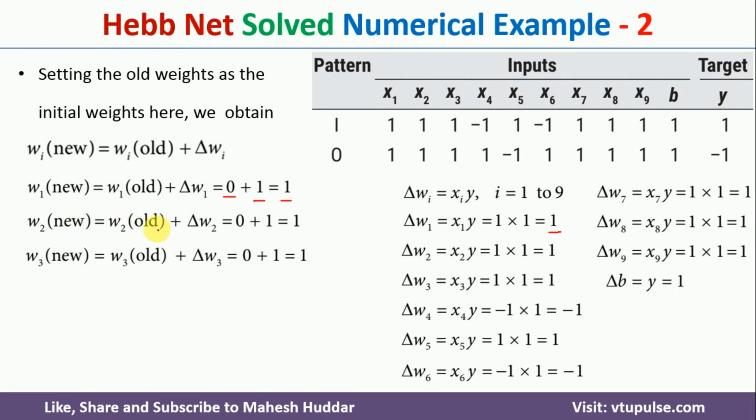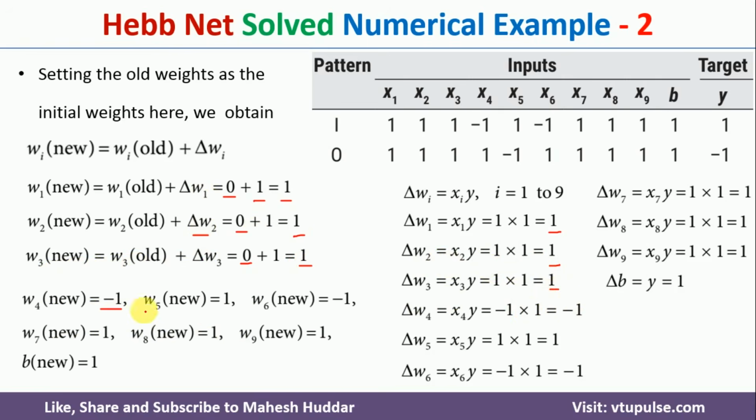W2 new is equivalent to W2 old, again 0. Delta W2 is equivalent to 1 here. 0 plus 1 is equivalent to 1. W3 new is equivalent to W3 old, again 0. Delta W3 is equivalent to 1 here, so that is equivalent to 1. Similarly, we have to calculate the remaining things. W4 new is equivalent to W4 old, that will be 0, and delta W4 is equivalent to minus 1, it will become minus 1 over here.